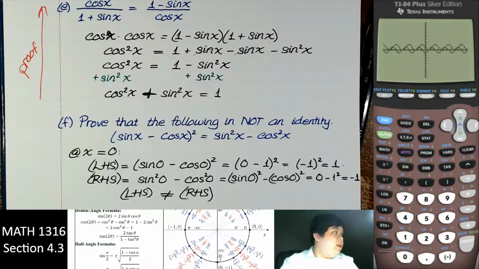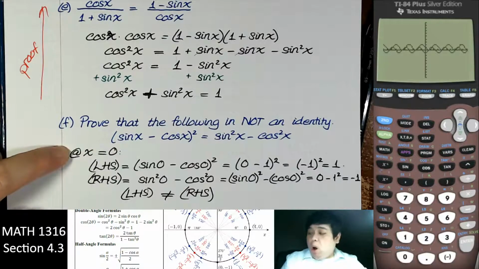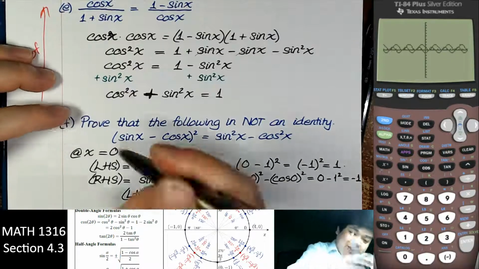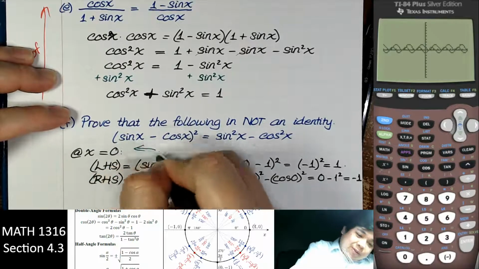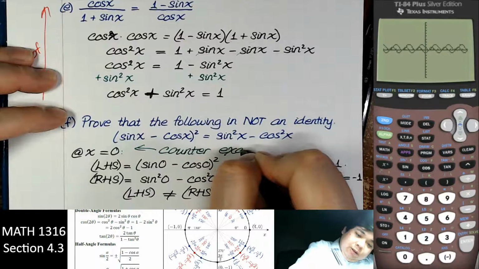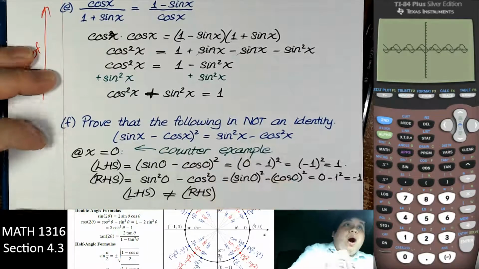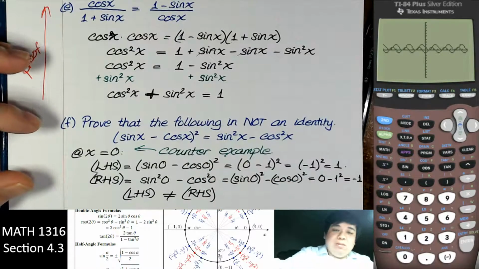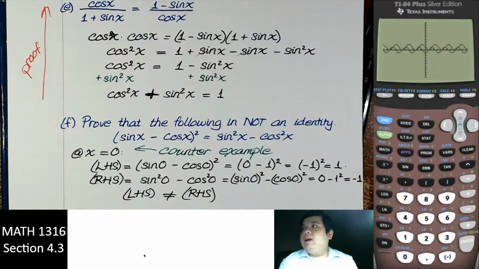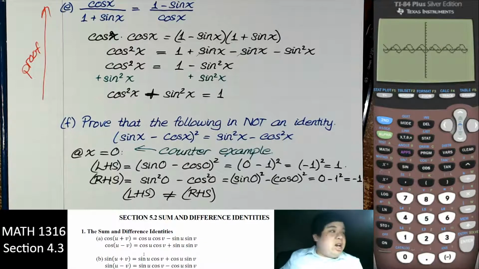So to disprove it, we just need to find one point where it doesn't work, and this is called a counterexample. One counterexample will disprove the identity. Right. Now with that, we go to the next section.